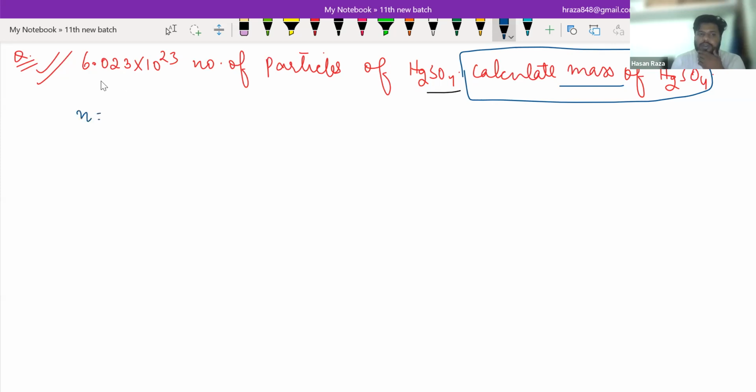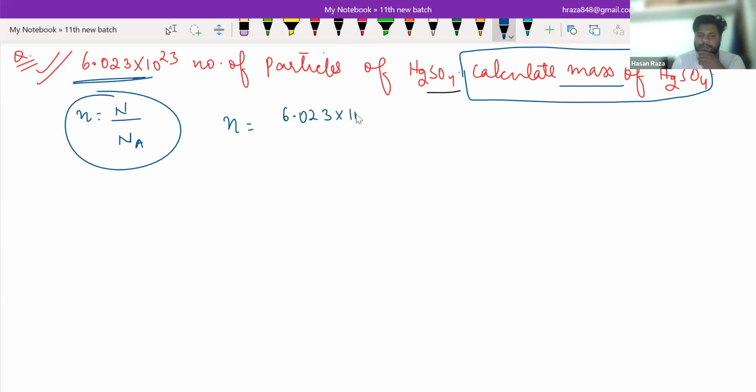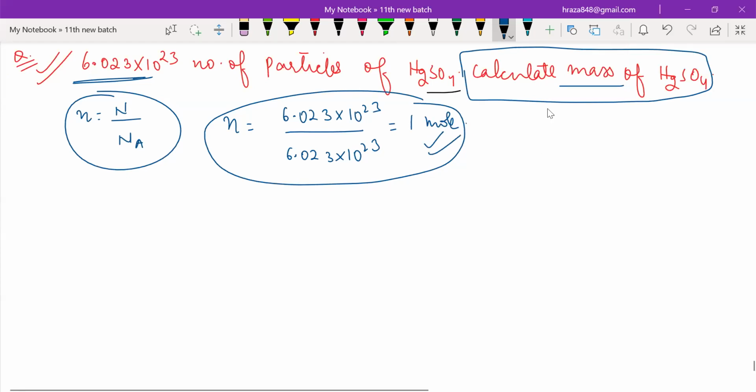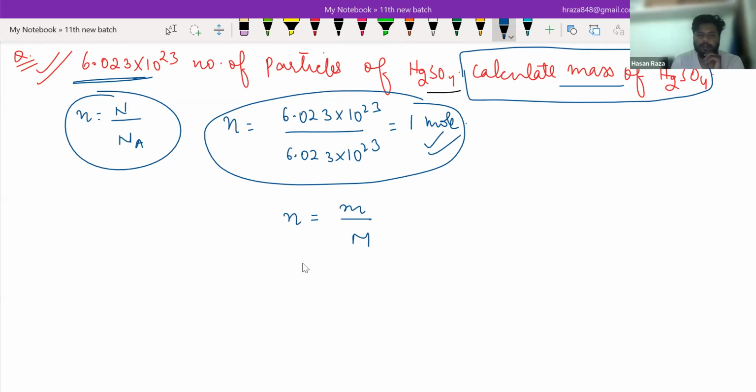Number of moles is equal to, since the number of particles is given, so I'm going to use this formula. Number of moles will be equal to the given number of particles upon Avogadro number, that is equal to this. Now you know that n is the number of moles, that is 1 mole. Now calculate the mass of H2SO4, that means n is also equal to given mass upon molar mass, and we just calculated the number of moles as 1 and the mass we need to calculate.